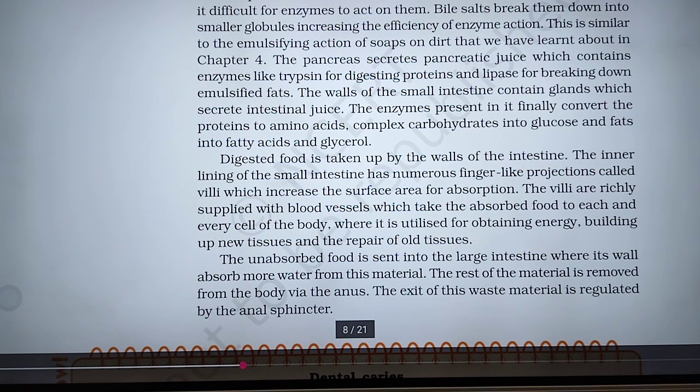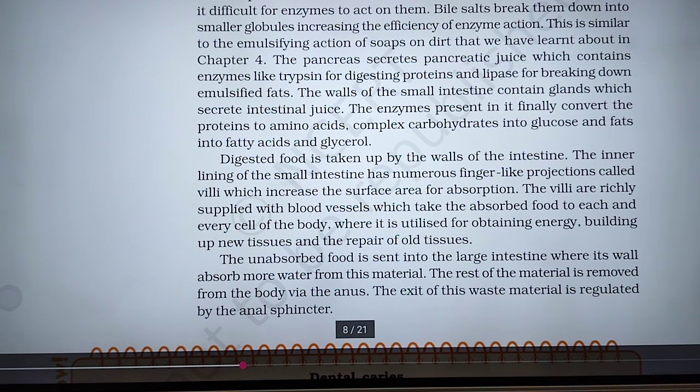There it is utilized for obtaining energy, building tissue and repair of tissue. Now the unabsorbed food is sent to the large intestine, where its wall absorbs more water from it. The rest of the waste is removed from the body via the anus. The exit of waste is regulated by the anal sphincter.